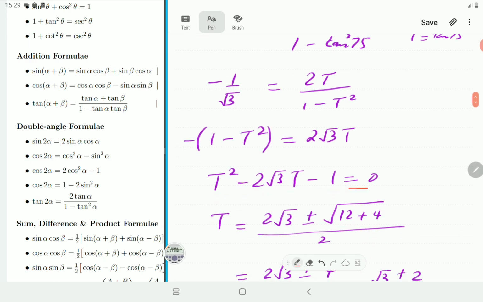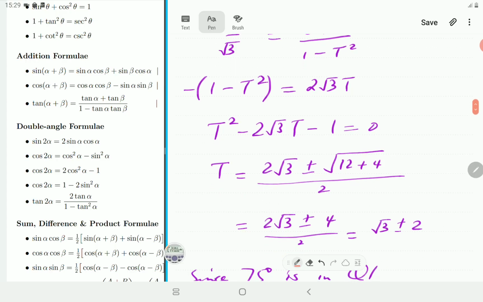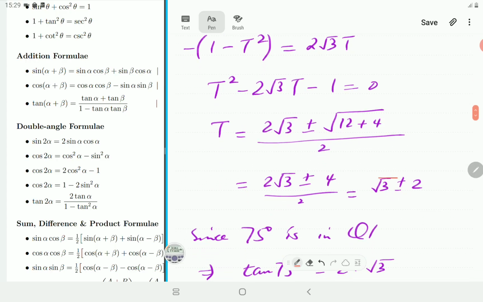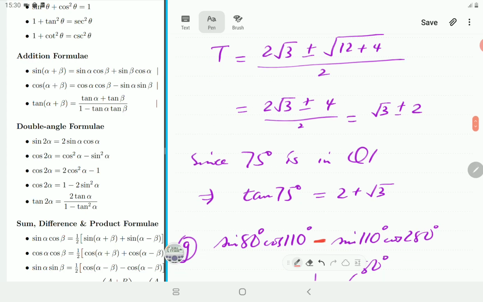So you can rewrite this in standard quadratic form, and then use the quadratic formula here. And then we find two values. One of them is going to be square root 3 plus 2, but square root 3 minus 2 is going to be negative. However, 75 is in the first quadrant, so we know that tangent 75 must be positive, so it must be the one with a plus.